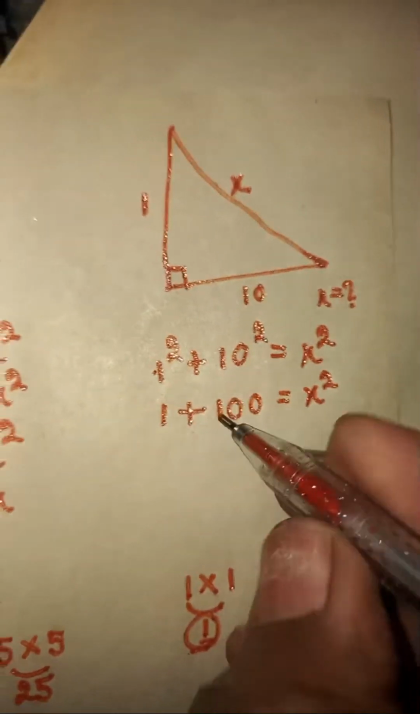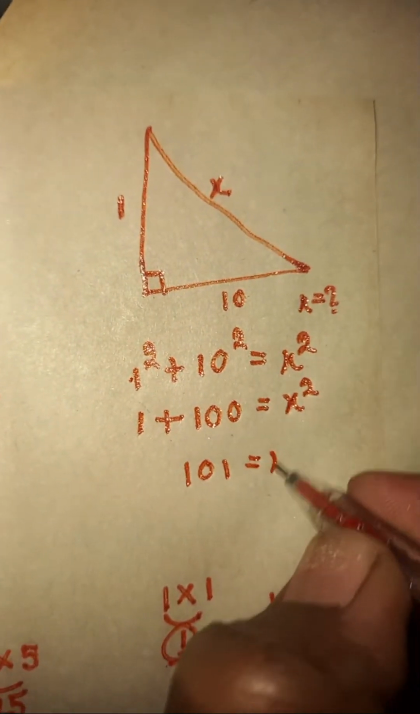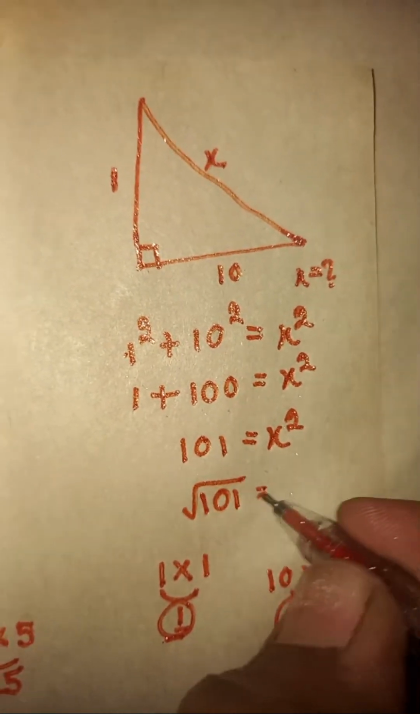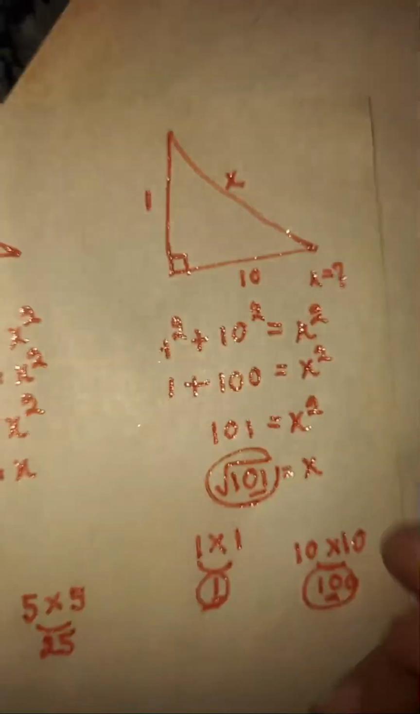And 1 plus 100 becomes 101. This is x square. Square comes to this side, it becomes root. Root of 101 equals x.